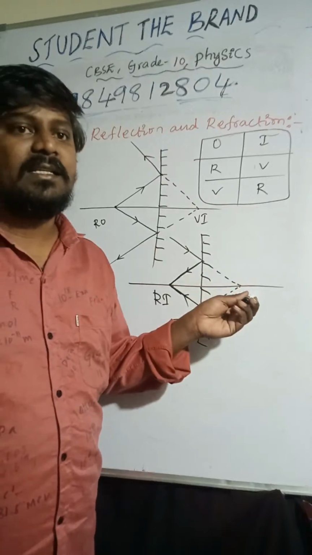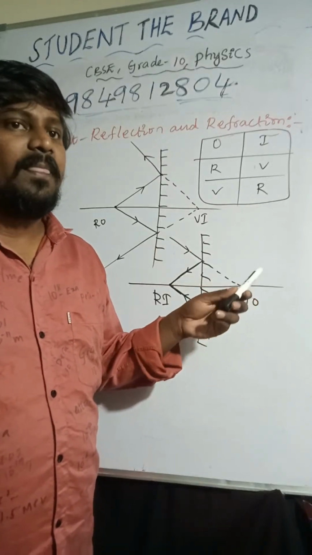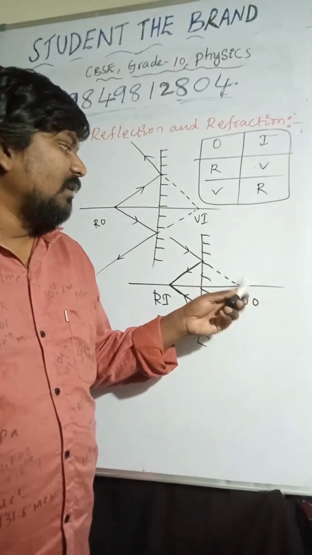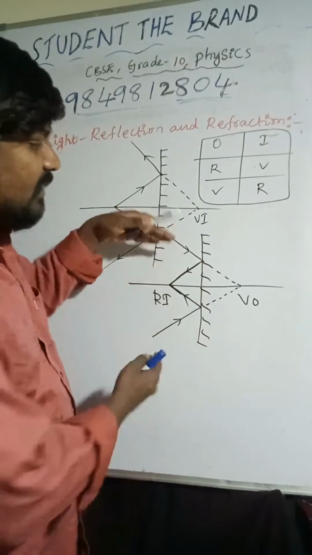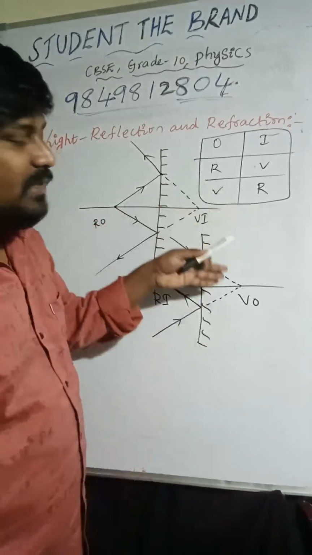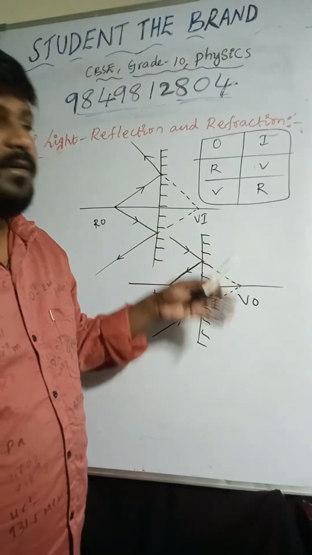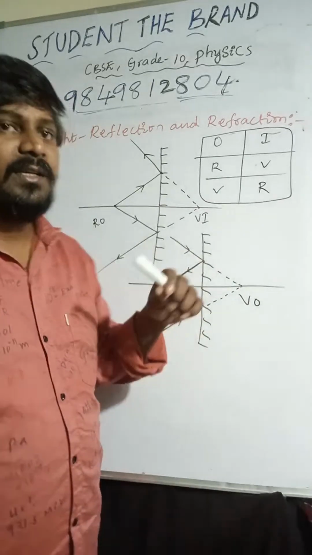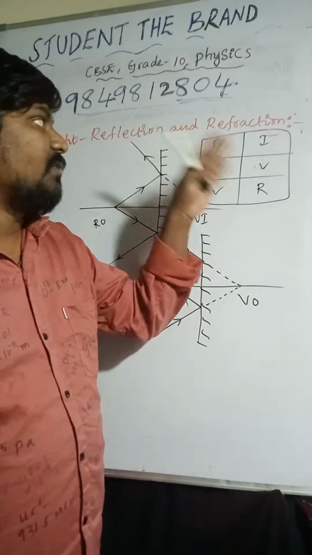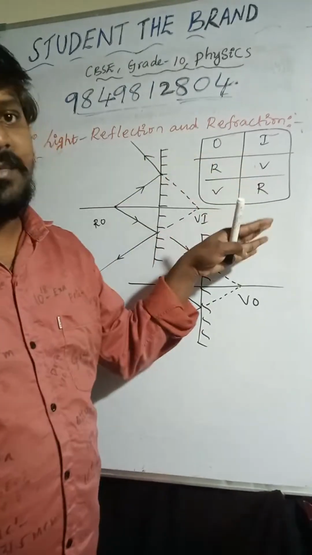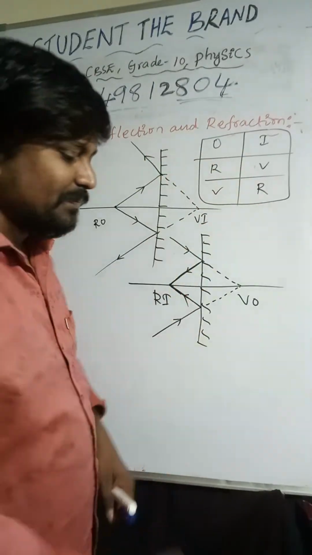We are extending the incident light rays. Extended incident light rays are meeting at one point. So that is a virtual object. So this is about real object, virtual image, virtual object, real image. Okay. Next one.